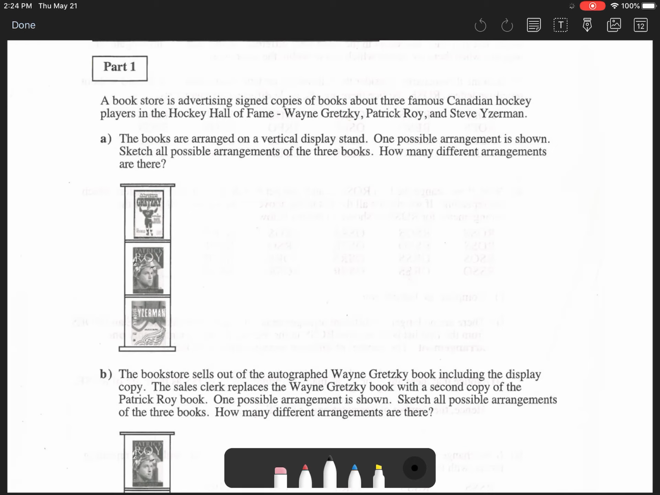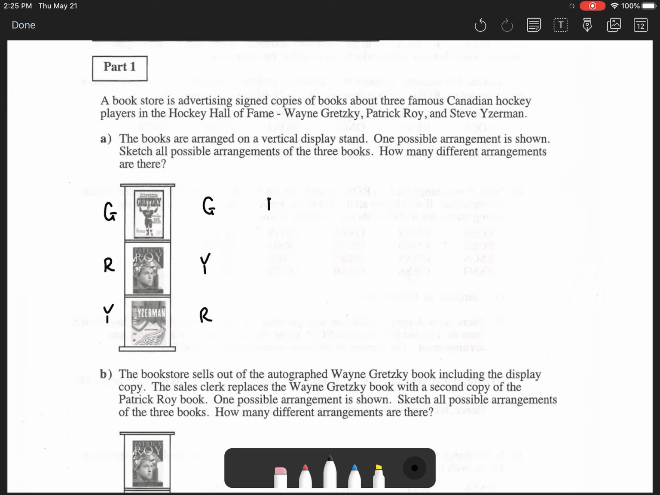Okay, so instead of drawing out the books with their nice covers like they've done for us, I will just label the Gretzky book as G, the Patrick Waugh book as R, and the Steve Yzerman book as Y. So I have the Gretzky, the Waugh, and then the Yzerman book. Then I could have the Gretzky book, the Yzerman book, and the Waugh book. I started with the G and then switched the R and the Y.